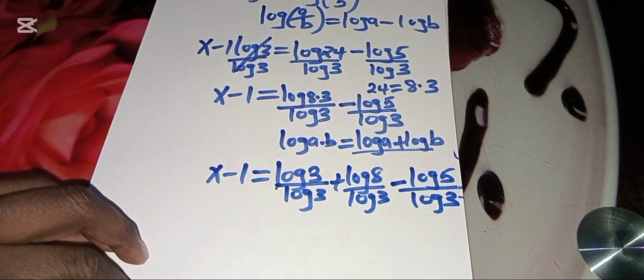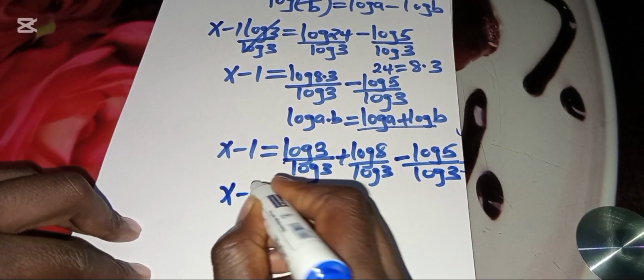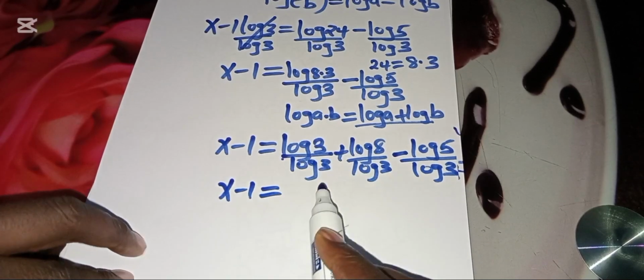All right. So as you can see, we'll have x minus 1 equal to log 3 and log 3 simplifies.